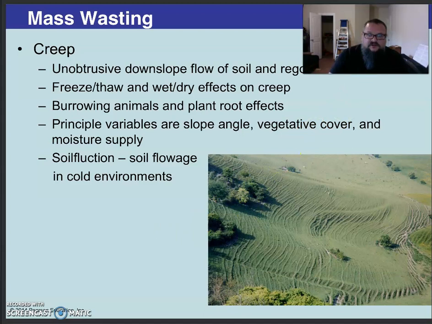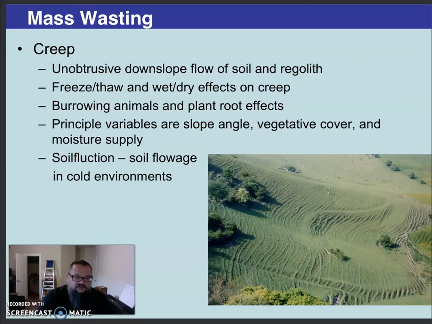The last one of these I want to talk about is the slowest of all, and it's called creep. Creep is the slowest of all mass movements. It is not dangerous. It can happen with or without water, but it does not need any water at all. It's just like fall. It'll happen in dry areas.